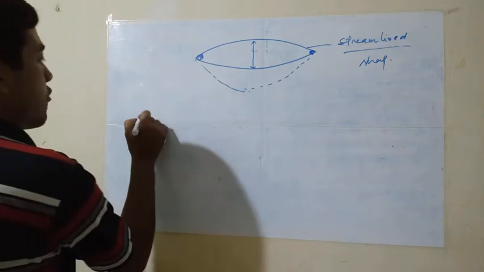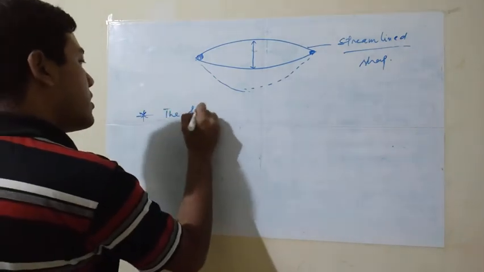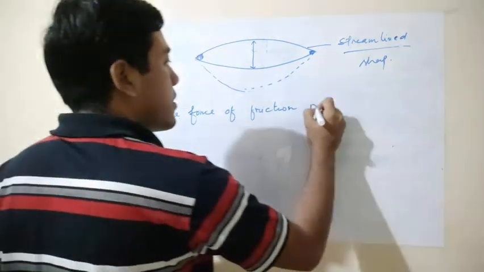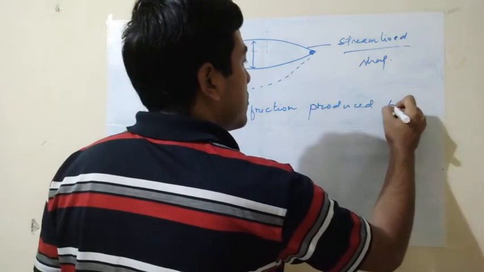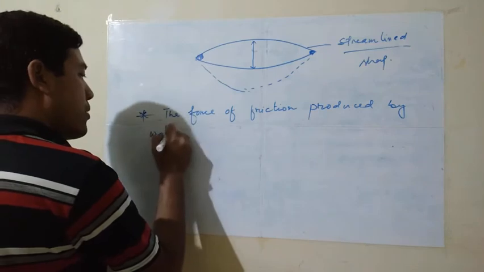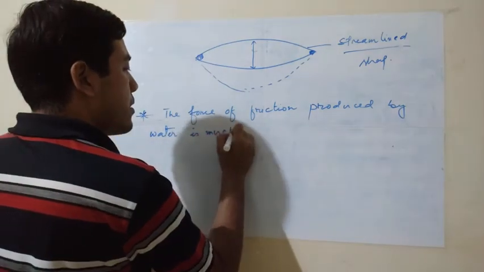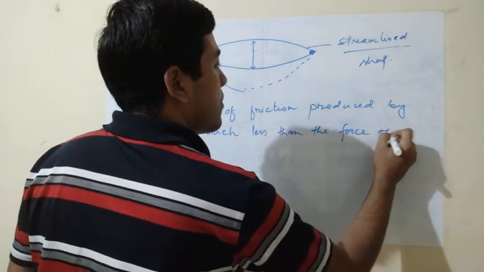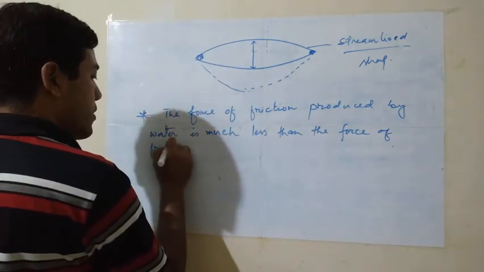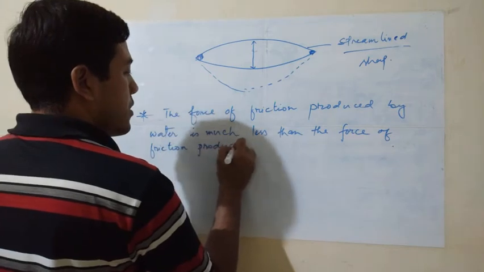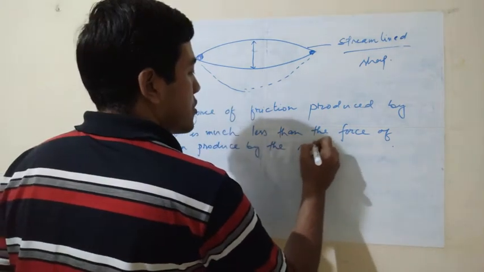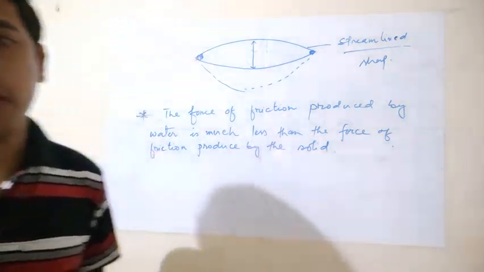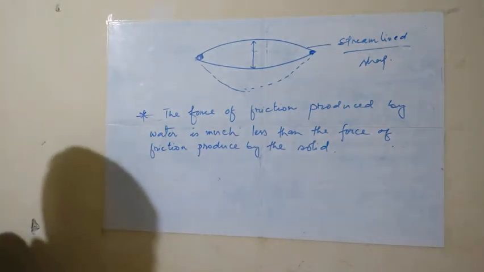One more thing: the force of friction produced by water is much less than the force of friction produced by solids. Don't forget this part. Please copy down. Done.